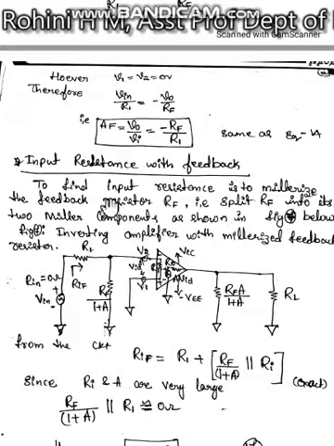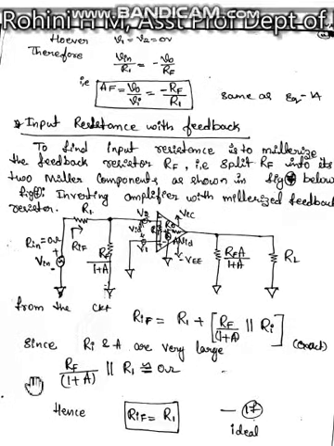Next we will speak about input resistance with feedback. To find the input resistance, we have to millerize the feedback resistance RF. So this is the equivalent circuit as shown in the circuit diagram. RIF can be found as this resistance R1 plus the parallel combination of this resistance RF divided by 1 plus A and this resistance RI. So RIF can be written as R1 plus this resistance in parallel with this resistance RI.